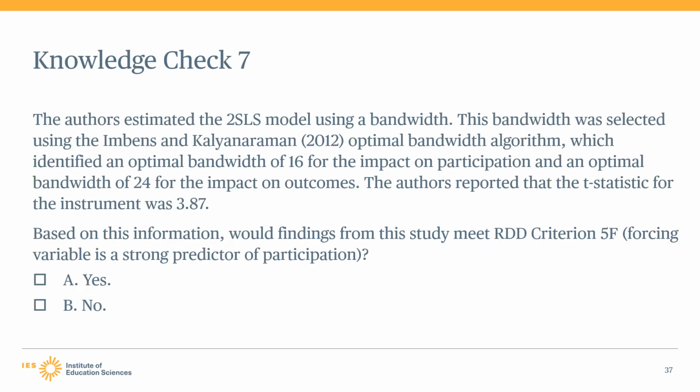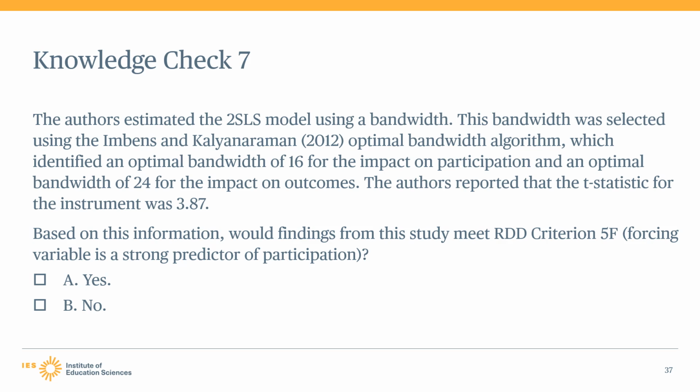Knowledge check 7. In the same scenario described on the previous slides, the study authors stated that they estimated the two-stage least squares model using a bandwidth of 16, which is 8 test score points on either side of the cutoff value of 50. The bandwidth was selected using an approved optimal bandwidth algorithm, which identified an optimal bandwidth of 16 for the impact on participation and a bandwidth of 24 for the impact on outcomes. The authors reported that the t-statistic for the instrument was 3.87.